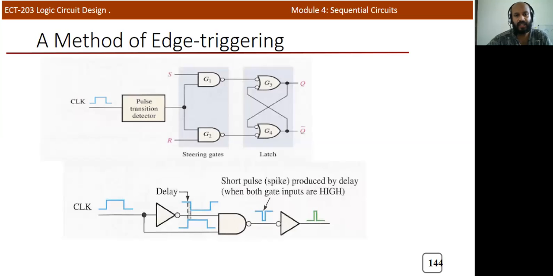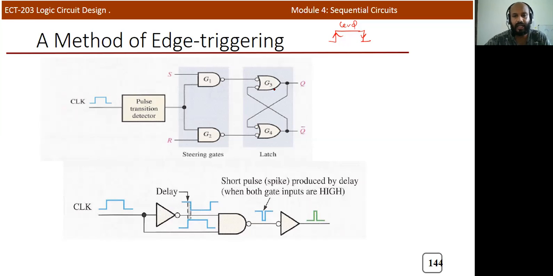Now we will discuss another concept, known as the edge triggering method. In the previous examples, we discussed level triggering, because the flip-flop or latch was enabled only during the positive duration. Now we will discuss rising-edge or falling-edge sensitivity. That's an edge-triggered flip-flop. In order to detect this pulse transition, we use additional circuitry. Here you can see how we can achieve that.